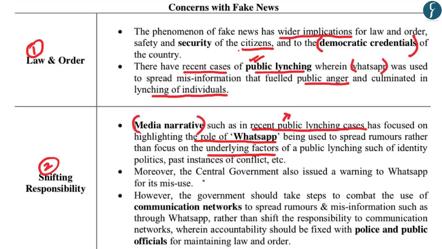In addition to this, the central government also issued a warning to WhatsApp. Rather than shifting the responsibility to communication networks such as WhatsApp for cases of public lynching, the government itself should take steps to combat the use of communication networks to spread rumors and misinformation. And accountability should be fixed with the police and the public officials for maintaining law and order, rather than blaming communication networks such as WhatsApp.